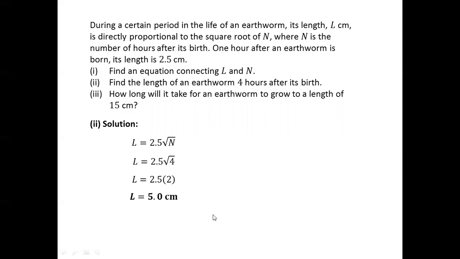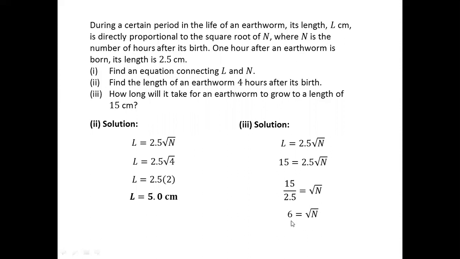Next, for the third question, how long will it take for an earthworm to grow to a length of 15 centimeters? So again, we start with this equation. We are given the length this time, and we were asked to determine the number of hours. So we substitute 15 to L, and then we divide each side of the equation by 2.5. 15 divided by 2.5 is 6.